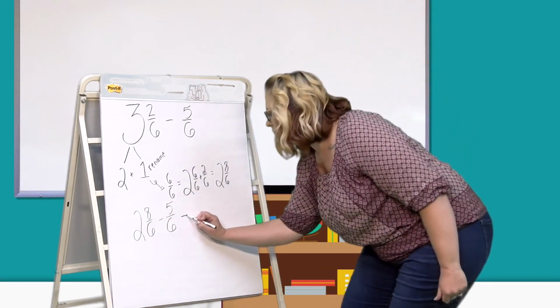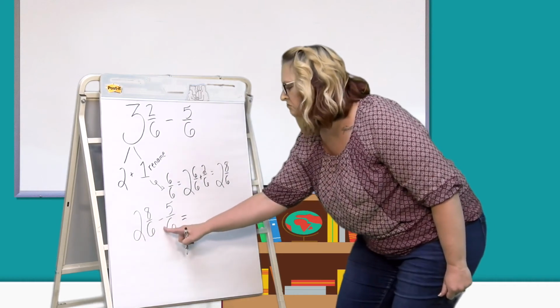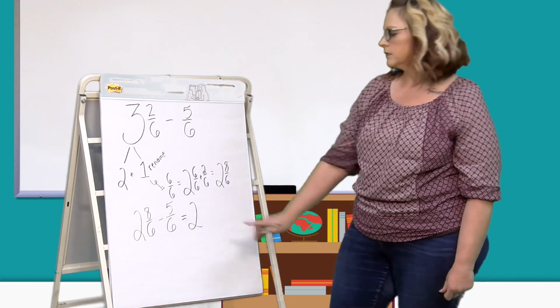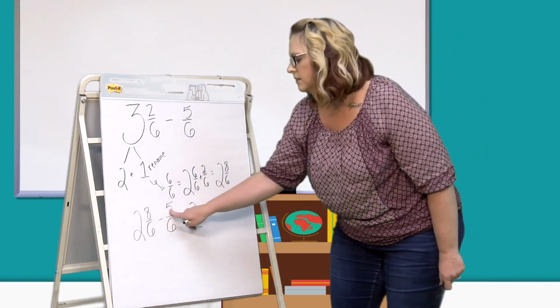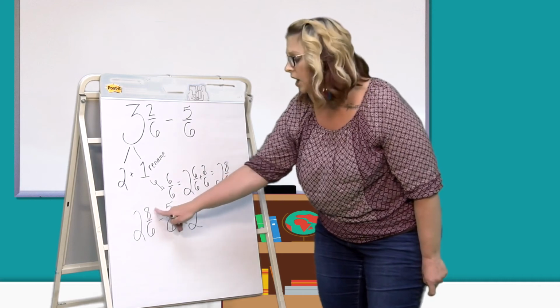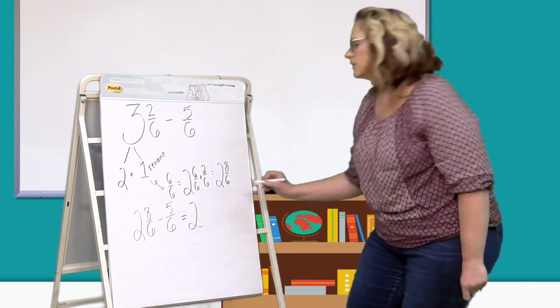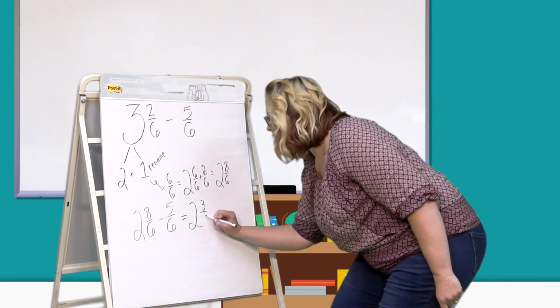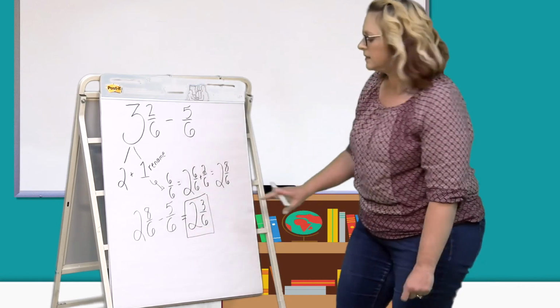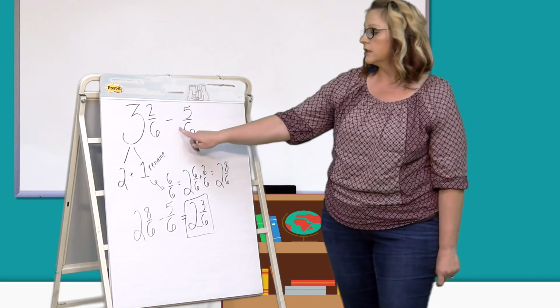So let's start with our whole number. 2 minus 0, whole number 2. Our numerators, because we have like denominators, they don't change. Our numerators, 8 minus 5, gives me 3/6. That is the difference. That is the amount.